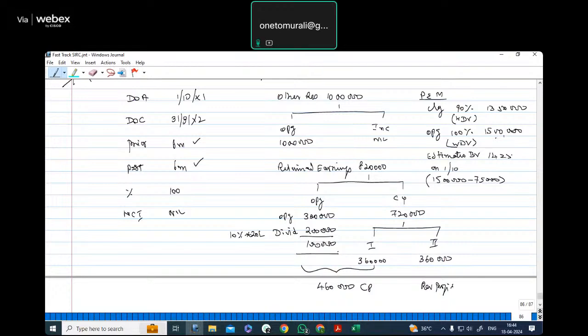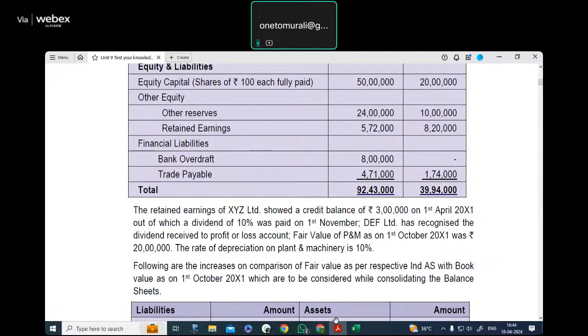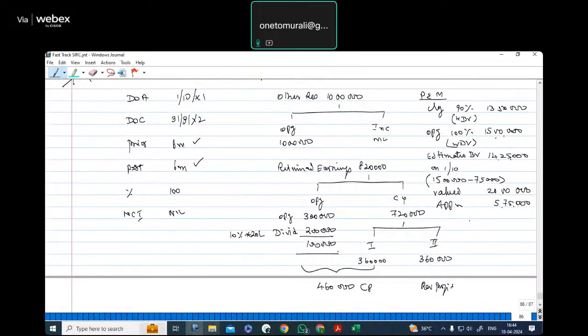14 lakhs and 25,000. This is valued at 20 lakhs. So that means an appreciation is there to the extent of 5 lakh and 75,000. Appreciation is there to the extent of 5 lakh and 75,000. So 5 lakh and 75,000.